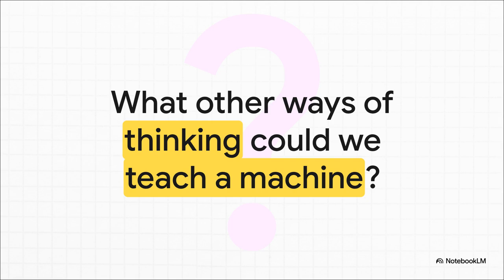And that kind of leaves us with a really fascinating question to think about, doesn't it? We've taught machines to copy some of our own ways of reasoning. But as we get better and better at this, what other ways of thinking, maybe ways that are completely new to us, could we teach them? What other problems could we solve?